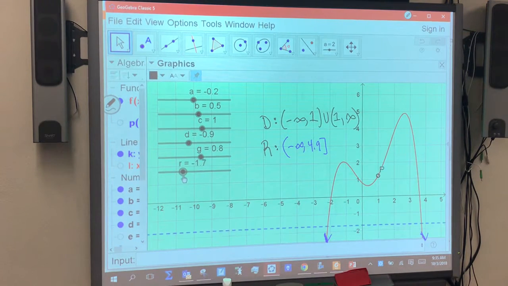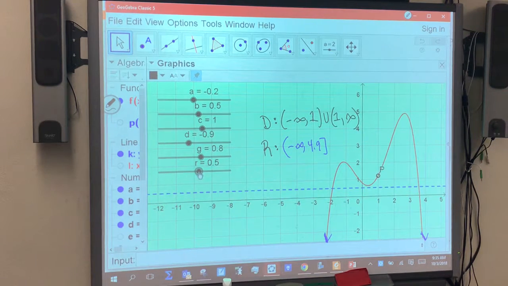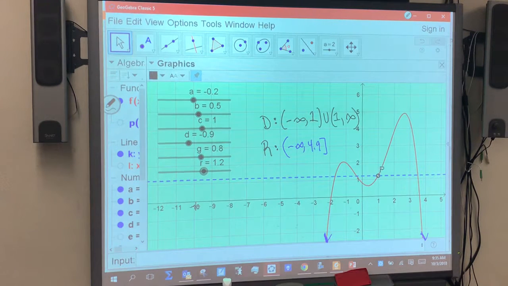I would start at negative infinity, right? I come up. The only thing that's changed from the last time we did this is that point right there, right? So that point has a y value of 1.2. Do I need to kick 1.2 out of my range?